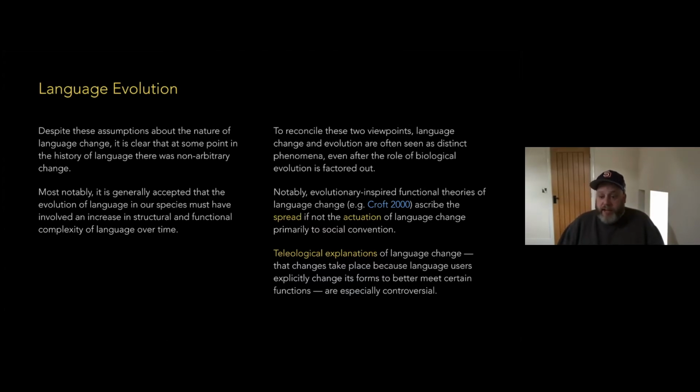So I would like to try to argue, though, that these teleological explanations do make a lot of sense if they're in fact inevitable in certain contexts, and that really we can see language change and language evolution as being the same basic process.